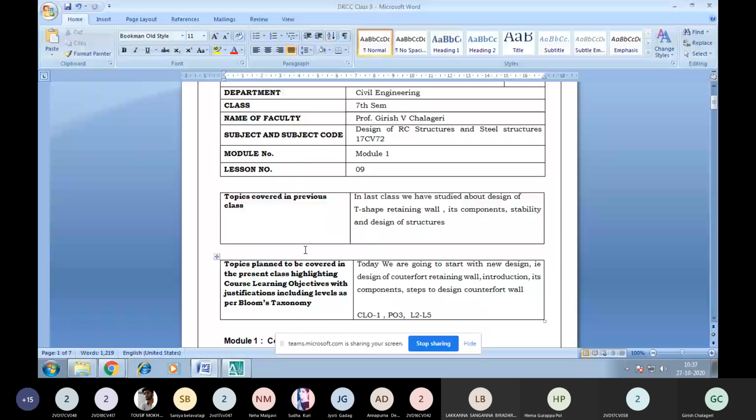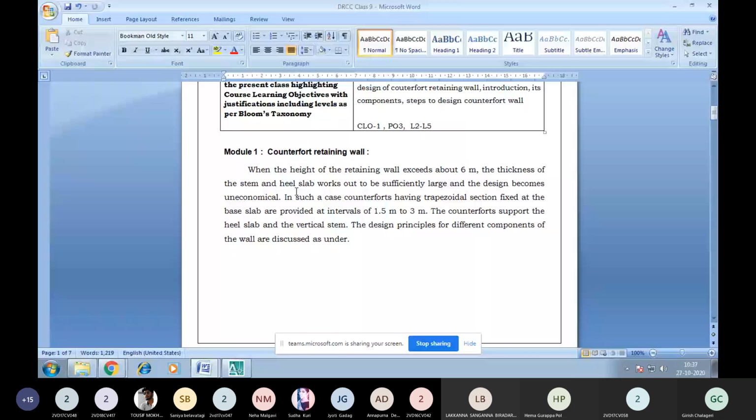What is a counterfort? We can see here. When the height of the retaining wall exceeds about 6 meters, the thickness of the stem and heel slab works out to be sufficiently large, and the design becomes uneconomical. In such cases, counterforts having trapezoidal sections, that is triangular, fixed to the base slab as well as the stem, are provided at intervals of 1.5 to 3 meters. These support the heel slab as well as the vertical stem. Hence, the design principle for the different components of the wall is discussed as under.